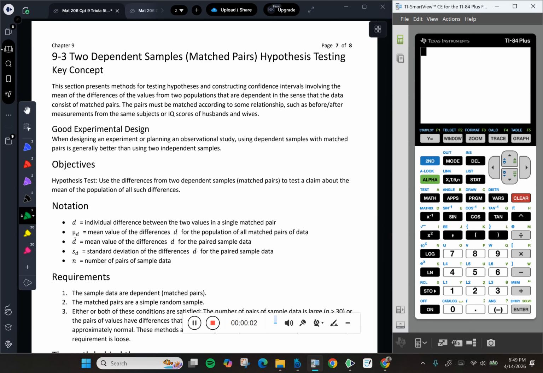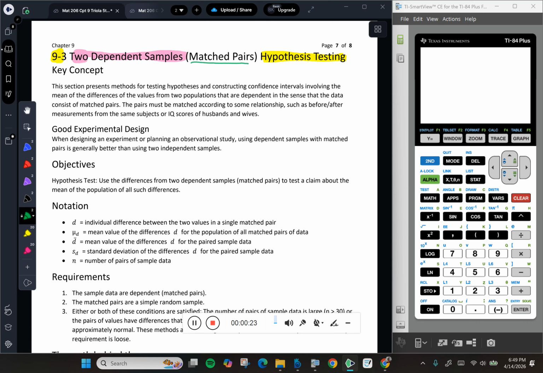All right, so welcome back to the last section in Chapter 9. This is section 9.3, and we're still doing hypothesis testing. But now we're going to take a look at how to do hypothesis testing on two dependent samples, also sometimes referred to as matched pairs.